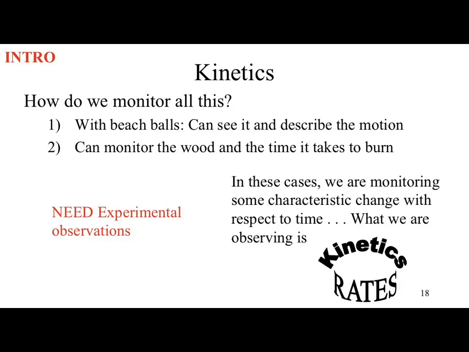Okay, so ultimately what we want to do is come up with some way to monitor a characteristic change. Okay? And we'll make that relative to something else. So when we looked at our beach balls, we could look at speed. If the beach balls interacted with each other, we could look at how many interactions we get per unit time. So what we've now developed is a rate, which is ultimately what kinetics are.